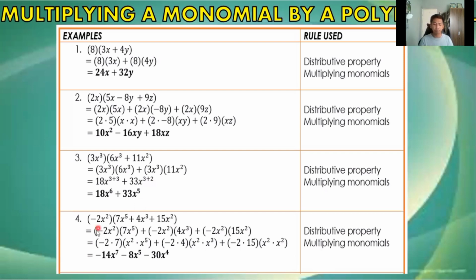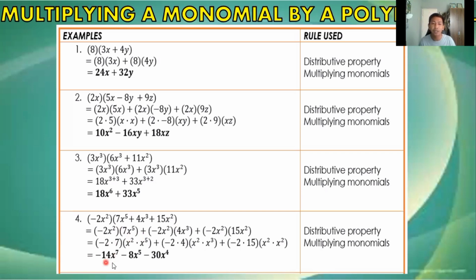Number 4, we have negative 2x raised to 2 times 7x raised to 5 plus 4x cubed plus 15x squared. What can you notice on the polynomial given? It's a trinomial. Why? Because it's made up of 3 terms. So we distribute negative 2x squared in each term that we can see inside the parenthesis of the polynomial given. So we have negative 2x squared times 7x raised to 5.